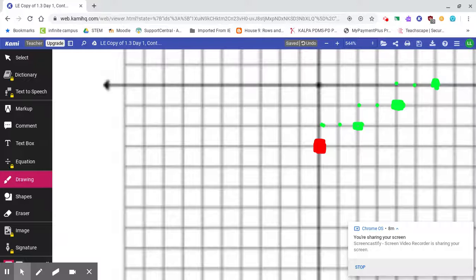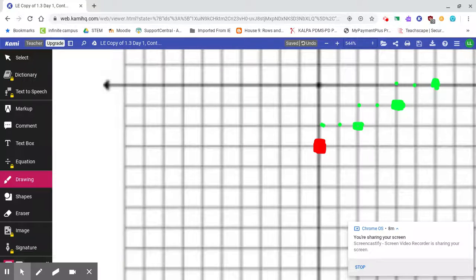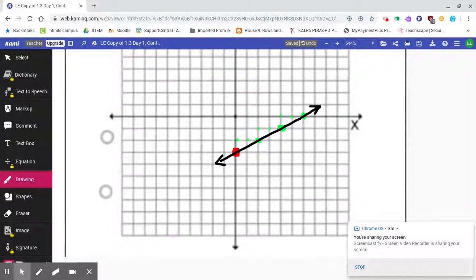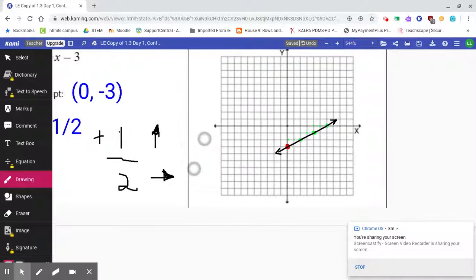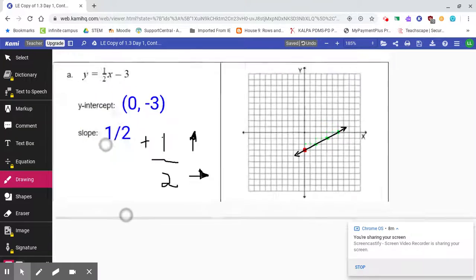Now, the more dots you have, the straighter your line. Let's connect it with a straight line, and put arrows on both ends. Okay, excuse me while I zoom back in, and voila, we graphed our line, starting with a y-intercept of -3 and using a slope of up 1 to the right 2, up 1 to the right 2, and got our line. Let's try another problem.